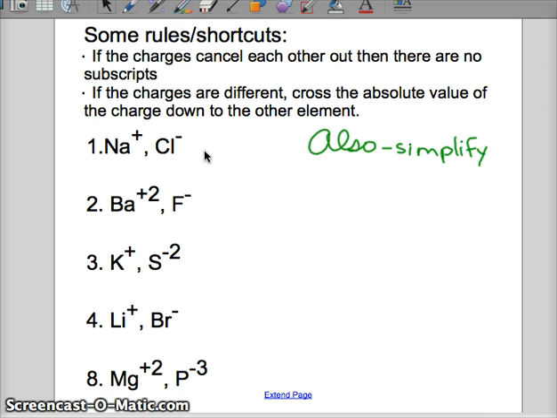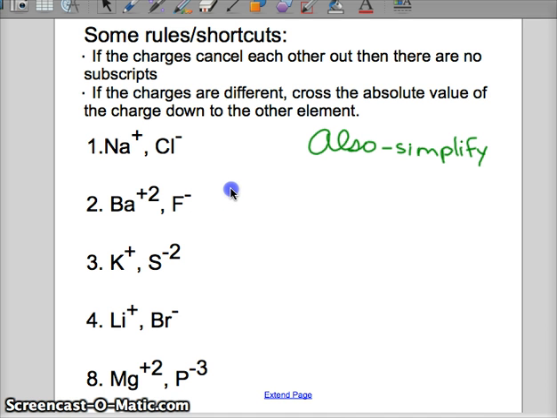Okay, so this is how you would write them. I didn't give you the names, I gave you the symbol with the oxidation number. So this is part 1. So with this, you have to cancel each other out. All right, so if the charges cancel each other out just the way they are, a +1 and a -1, you just write it like that, NaCl. If the charges are different, you cross the absolute value of the charge. So the absolute value would be, in this case, 2, in this case, 1. You cross those down and make them the subscript of the other element.